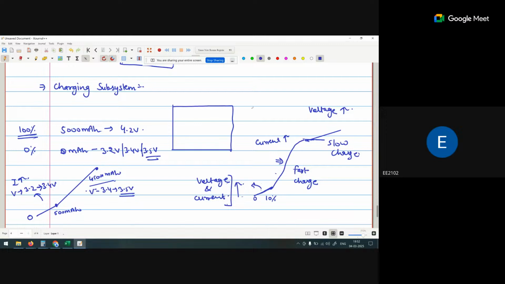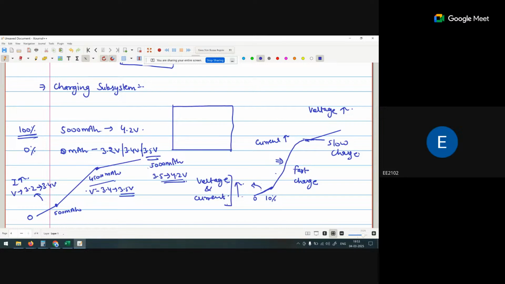Okay, and after 90%, your current is increased 500 mAh, 4500 to 5000. So the current will be increased up to the 500 mAh, but voltage will be increased from 3.5 to 4.2. Okay, so your charging profile will be divided in three parts.